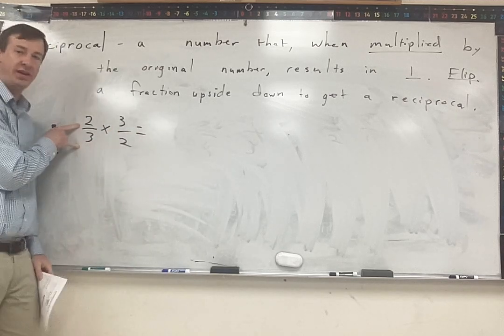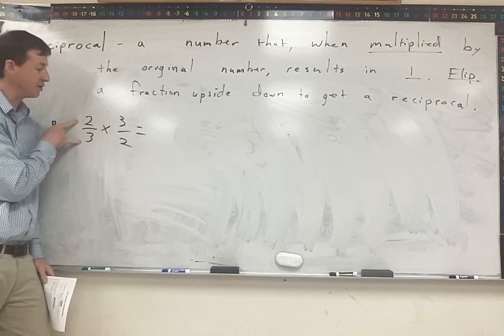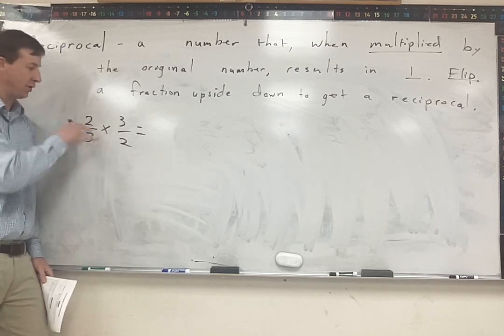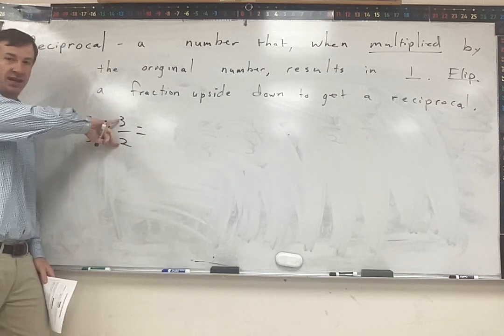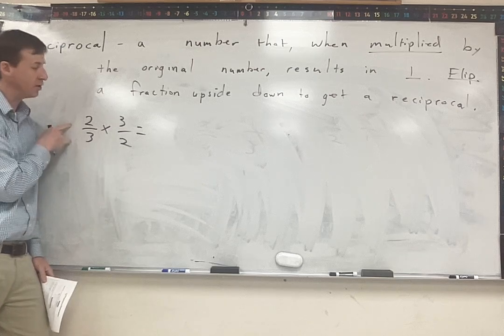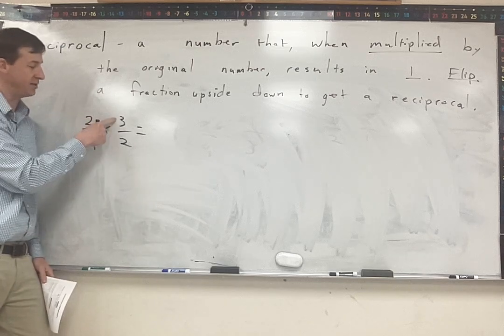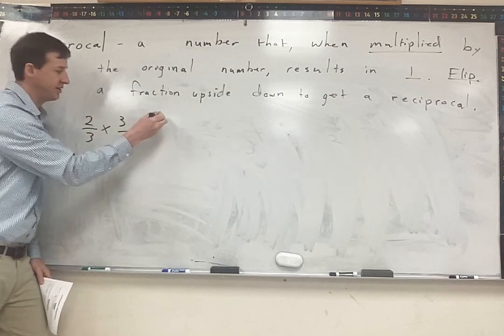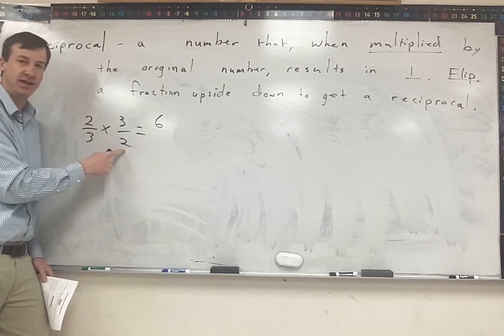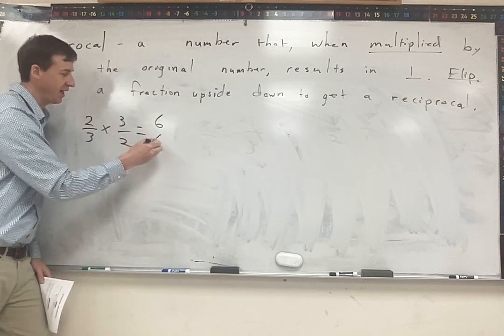According to what we did in section 8.1, we know that when we multiply a fraction times a fraction, these two are reciprocals, right? 2/3 flipped upside down is 3/2. We know when we multiply fractions, we take the numerator times the numerator. 2 times 3 is 6. We take the denominator times the denominator. 3 times 2 is 6.